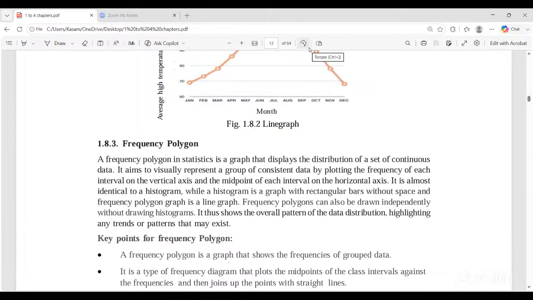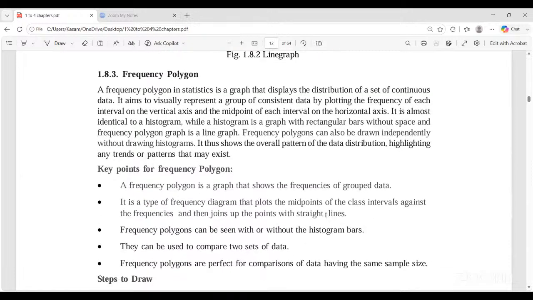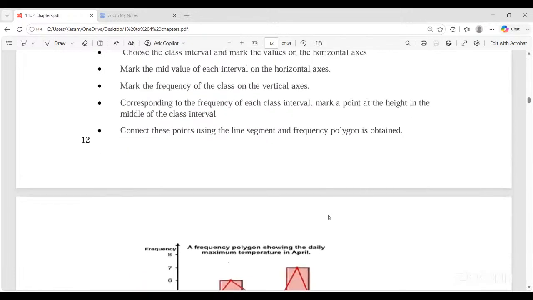It aims to visually represent a group of consistent data, plotting the frequency of each interval on the vertical axis and the midpoint of each interval on the horizontal axis. It is almost identical to a histogram. While a histogram is a graph with rectangular bars with space, a frequency polygon graph is a line graph. Frequency polygons can also be drawn independently without drawing histograms. Overall data distribution is shown in the frequency polygon.